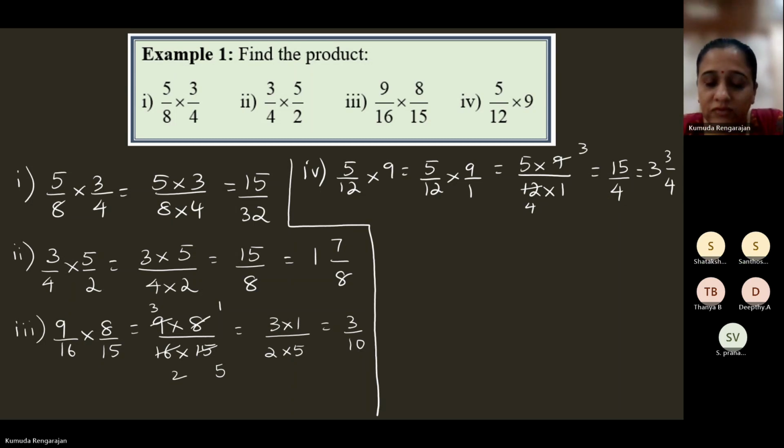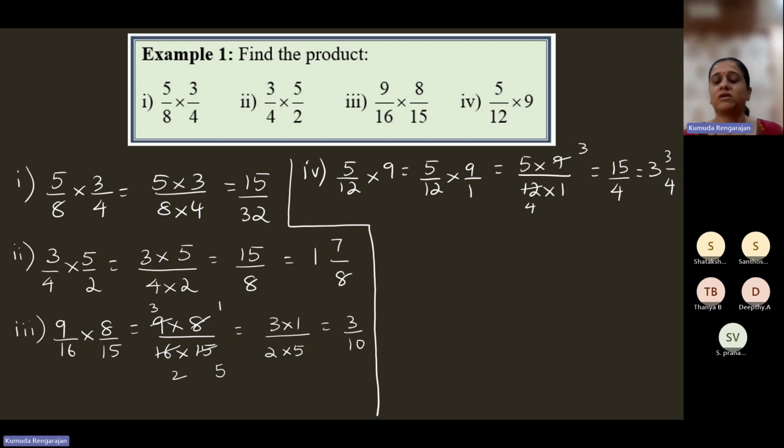So in the fourth one, we have 9, meaning 9 by 1. So 5 by 12 into 9 by 1. Multiply the numerators, 5 into 9, divided by, multiply the denominators, 12 into 1. So you can simplify 9 and 12 from the numerator and denominator. Then 5 into 3, 15.